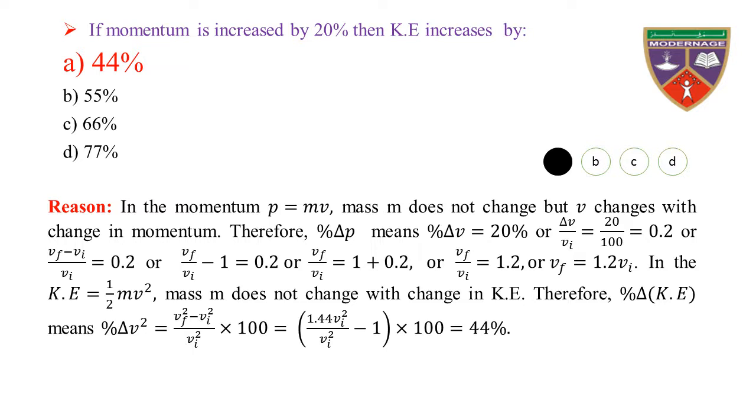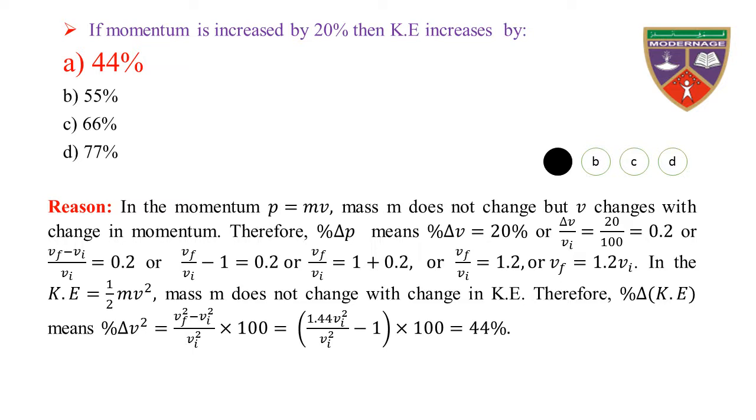in momentum. Therefore, percentage change in momentum means percentage change in velocity, which is equal to 20%, or the ratio of change in velocity divided by initial velocity is equal to 20 divided by 100, which is equal to 0.2, or Vf minus Vi divided by Vi is equal to 0.2, or Vf divided by Vi minus 1 is equal to 0.2, or Vf divided by Vi is equal to 1 plus 0.2, or Vf divided by Vi is equal to 1.2, or Vf is equal to 1.2 times Vi.